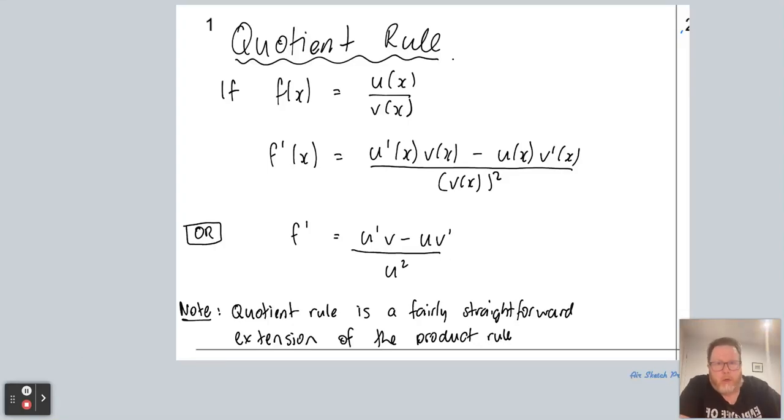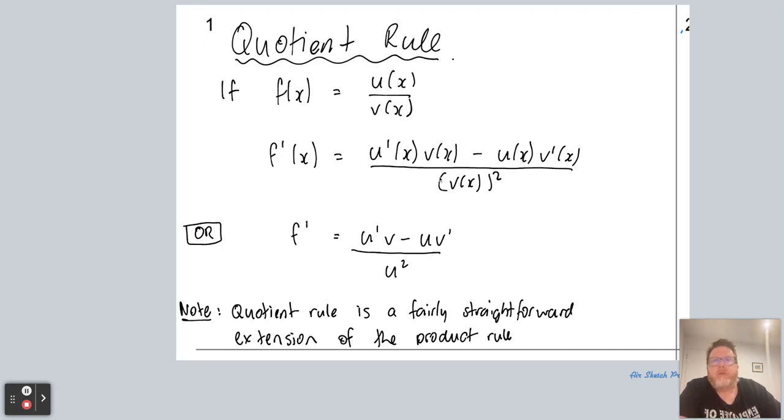Hello, in this video we're going to have a look at the quotient rule for derivatives. Just to remind you, a quotient is the result from dividing a couple of things together. In this instance we've got a function f of x which is defined as u of x over v of x. So u of x is a mini function and we're dividing it by another mini function.